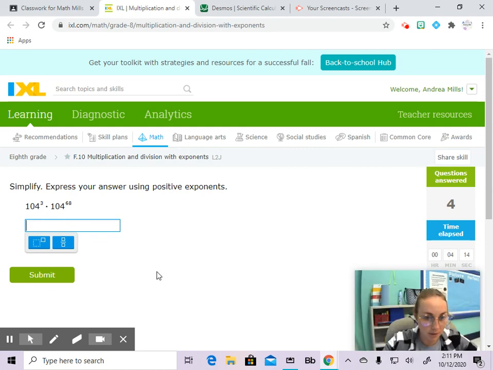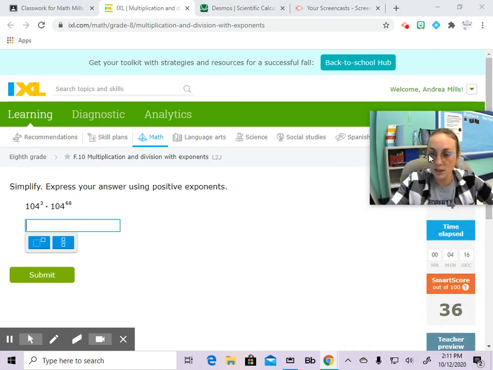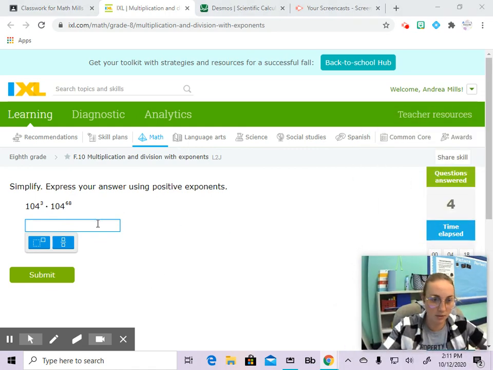I really don't want to do this problem again. I want to do another division problem. Fine, I'll do it real quick.